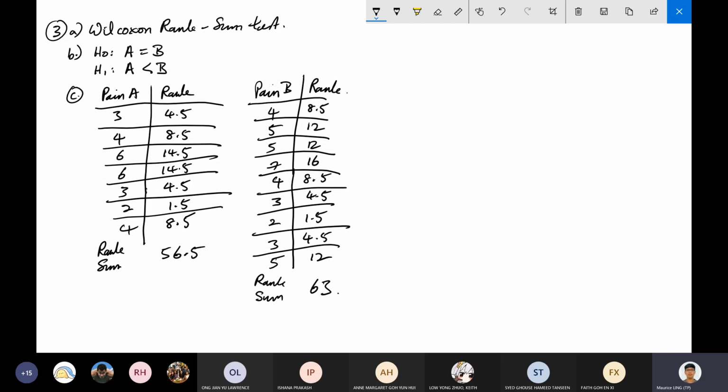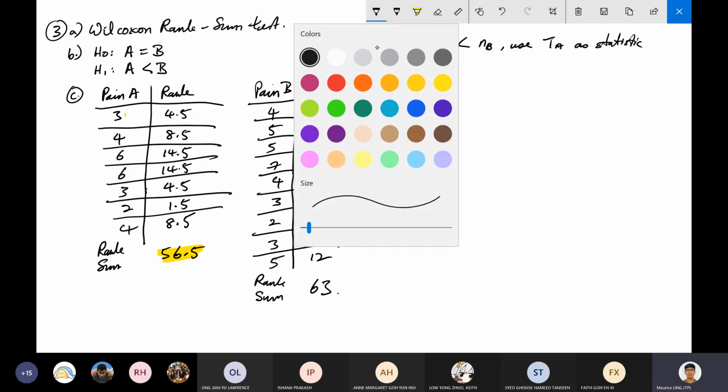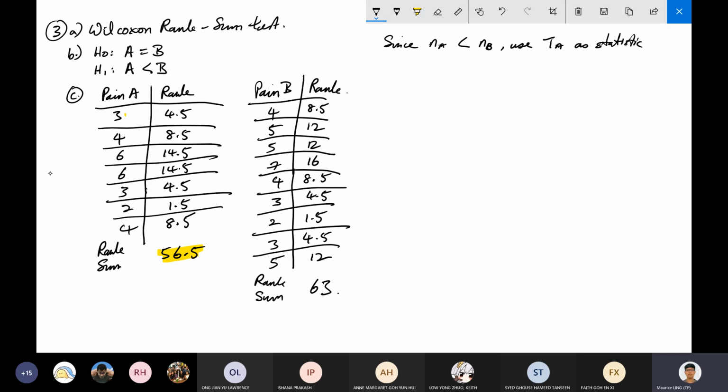So you use TA as the statistic, since the sample size of A is smaller than sample size B. That means you take this value as the statistic. Now if you look at it, you have here 1, 2, 3, 4, 5, 6, 7, so here n equals 7. And here 1, 2, 3, 4, 5, 6, 7, 8, 9, so here n equals 9.